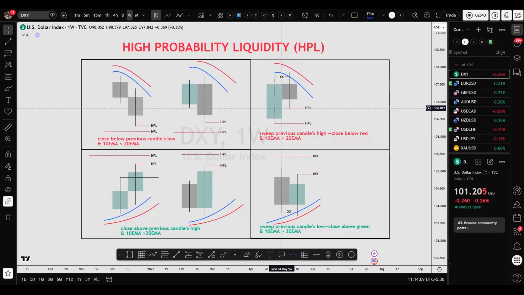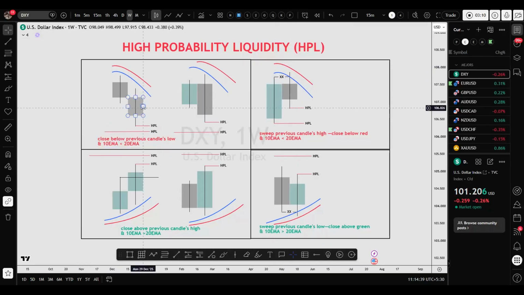There is another pattern that can occur when the 10 EMA is below 20 EMA. It's a bullish candle and we are sweeping the previous candle's high and closing inside that. In this case we can target this low and this low. One important thing is when we are looking for this pattern, this candle must be a red candle. This candle must be a black candle in this case. So we're sweeping above and closing below.